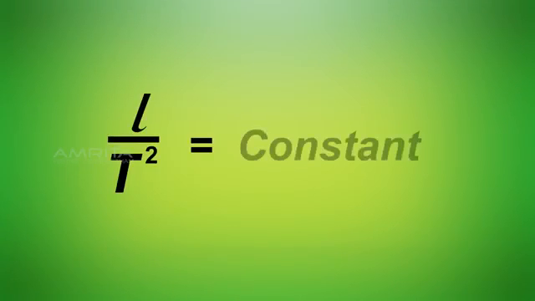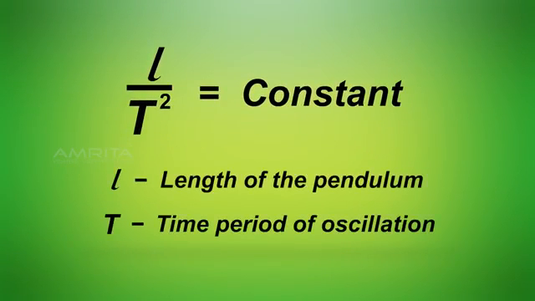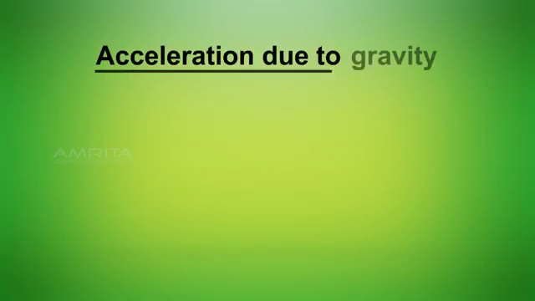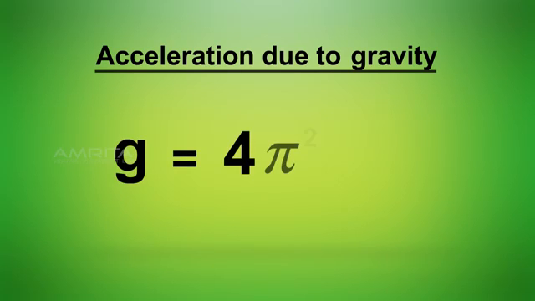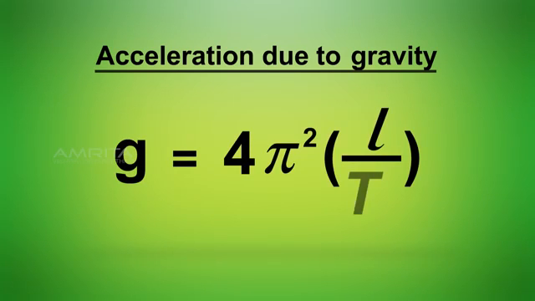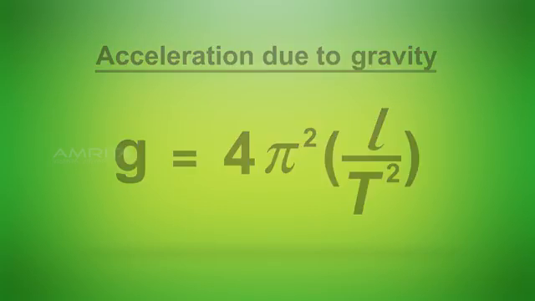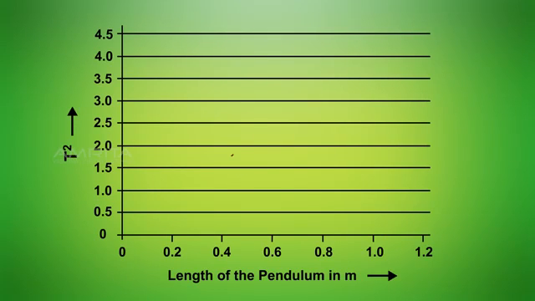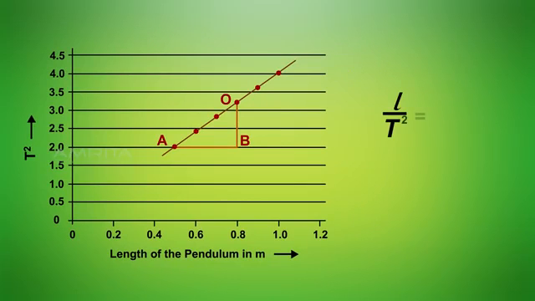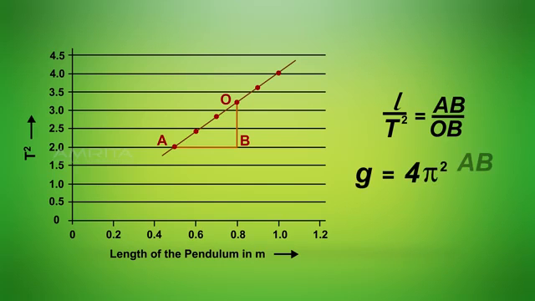The value of L/T² is calculated in each case and it is found to be a constant. Now, calculate the acceleration due to gravity using the relation g = 4π² L/T². A graph is plotted with L along the x-axis and T² along the y-axis. It will be a straight line. From the graph, calculate L/T² as L/T² = AB/OB. g is also calculated using the value of L/T².